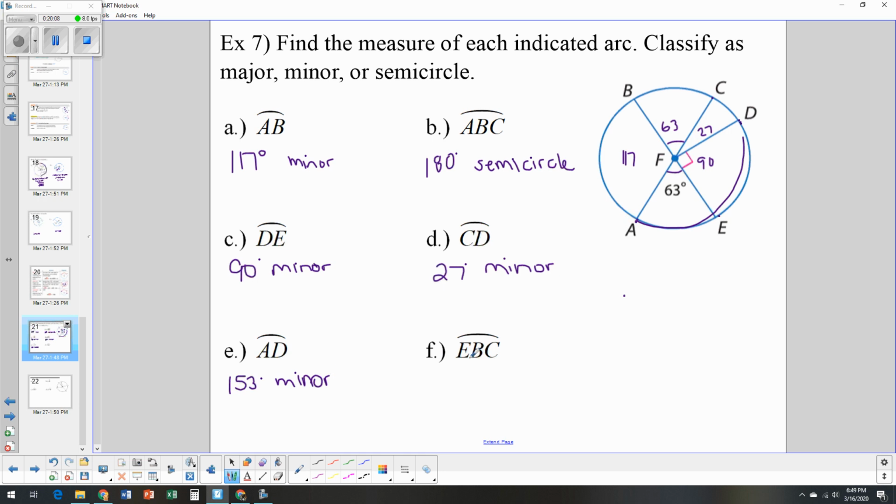And arc EBC. So now again, this is going to be either a major or a semicircle, and I'm really going the long way. I'm starting at E. I'm hitting B first, and then landing at C. So what that tells me is I'm going all the way here, all the way through to there. So I could add up the 63, 117, and 63. I could take 90 and 27 and take it away from 360. Either way, I get 243 for that angle, or that arc. And that was then a major arc.